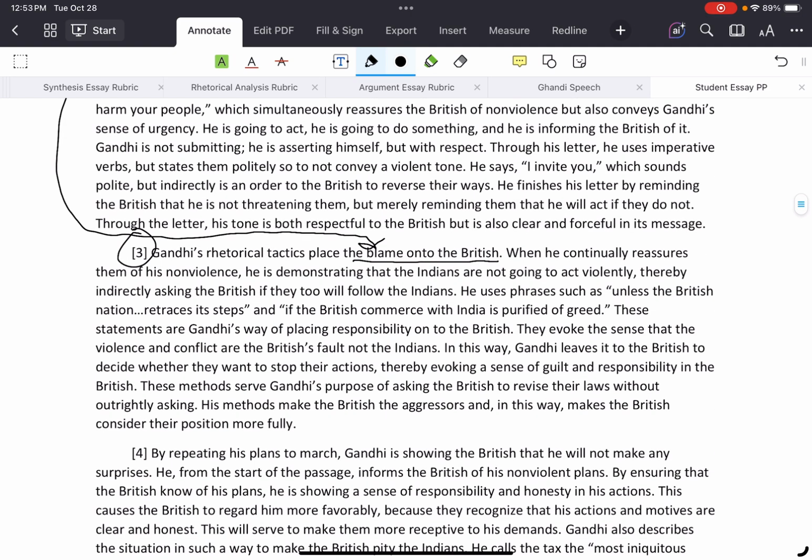Okay, the student says right here, when he continually reassures them of his nonviolence, he is demonstrating that the Indians are not going to act violently, thereby indirectly asking the British if they too will follow the Indians. He uses phrases such as, unless the British nation retraces its steps, and if the British commerce with India is purified of greed.